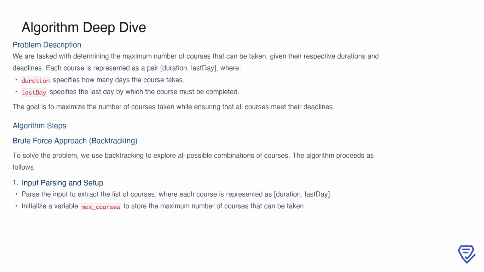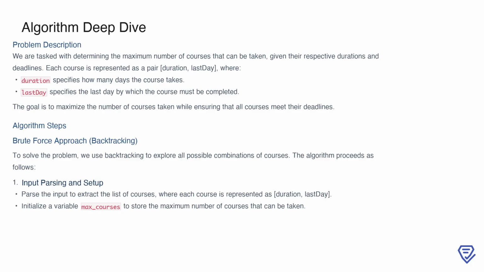In this problem, we are tasked with determining the maximum number of courses that can be taken while respecting their respective durations and deadlines. Each course is represented as a pair, where the first value indicates how many days the course takes to complete, and the second value specifies the last day by which the course must be finished. The challenge lies in finding the optimal subset of courses that allows us to maximize the number of courses taken without violating any deadlines. To tackle this, we can begin with a brute force approach using backtracking.